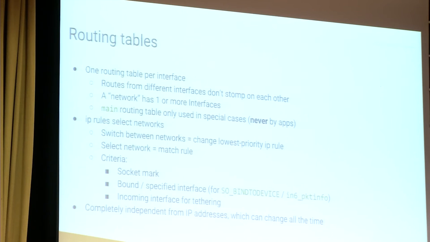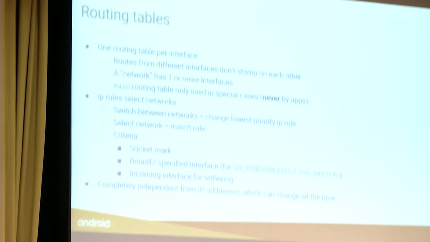A network is one or more interfaces, and the main routing table is pretty much empty. It's usually used for recursive route lookups inside the kernel when you do ip route default via blah, and the kernel has to do the lookup for blah. We'll see later in the rules that that's only allowed for root. But the nice thing is that we don't have to worry about IP addresses at all. So an IP rule will select a network. If you match an IP rule, that rule will look up a particular routing table, which points to a particular interface in a particular network. If you want to change the default network, you change the default rule. Easy, done.